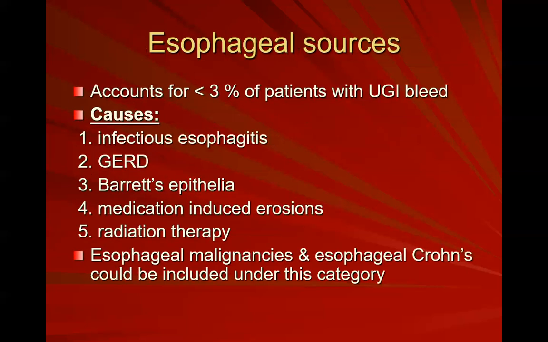The pathophysiology is not important in this lecture. The esophageal sources of bleeding account for less than 3% of patients with upper GI bleeding, so it's very rare. These are other causes: infectious esophagitis, GERD, Barrett's esophagus, they all can lead to upper GI bleeding. And other reasons like esophageal malignancies and Crohn's.